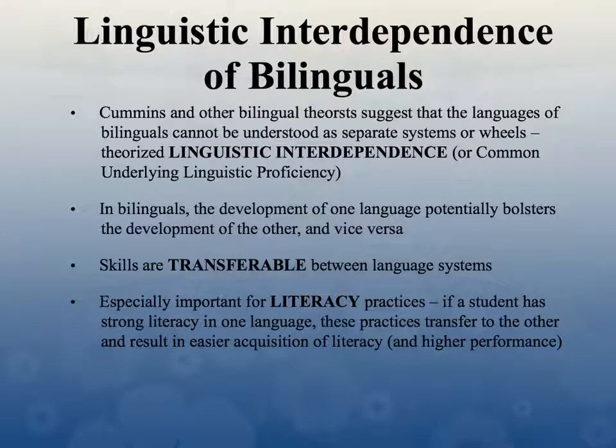It also means we need to remember that skills or abilities that are understood or acquired in one language are transferable between language systems. So, for example, if I know how to do something in English with language, I can transfer that skill when I learn Russian or Spanish. This is especially important when we consider literacy practices. If a student has strong literacy in one language, these practices transfer to the other and result in easier acquisition of literacy and higher performance, especially if the teacher knows this and takes advantage of this.